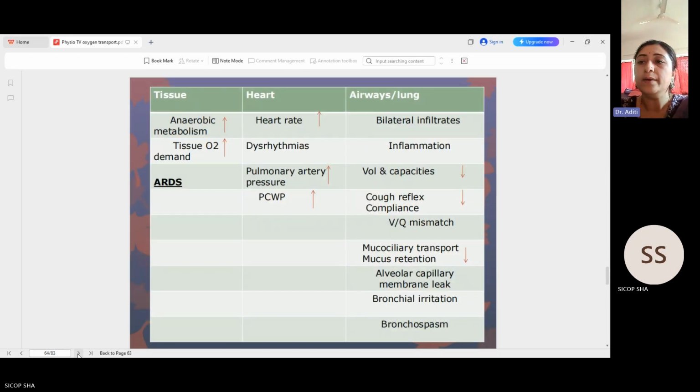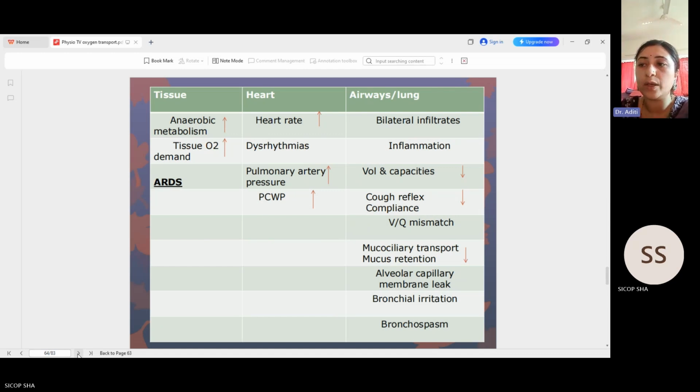Next slide. ARDS, again, is a very important condition. So anaerobic metabolism is going to go up because there is lack of oxygenation. The tissue oxygen demand also increases, but because the supply and demand are not able to meet, anaerobic metabolism increases. Heart rate will increase. There are chances of dysrhythmias. The pulmonary artery pressure is also going to increase, and so is the PCWP.